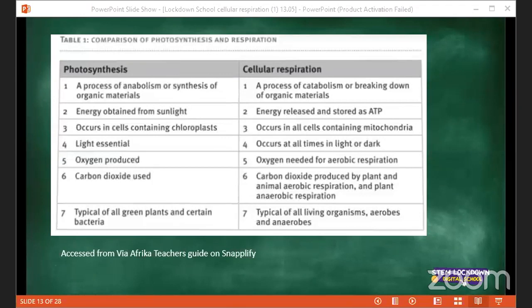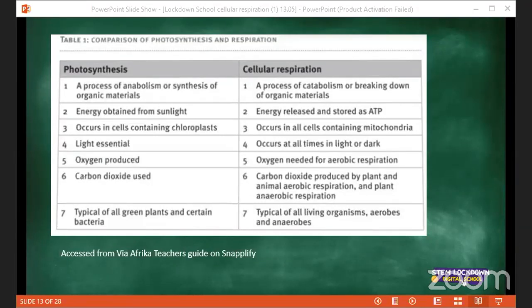And now let us look at cellular respiration in comparison to photosynthesis. So the first thing is cellular respiration is a process of catabolism. This is breaking down. Remember, in cellular respiration, we use glucose and we break it down. If we just go back to glycolysis, the 6 carbon molecule of glucose is broken down into pyruvic acid or pyruvate, and we get energy from that process of breaking down glucose into pyruvate. The second thing is that energy is released and it is stored as ATP.